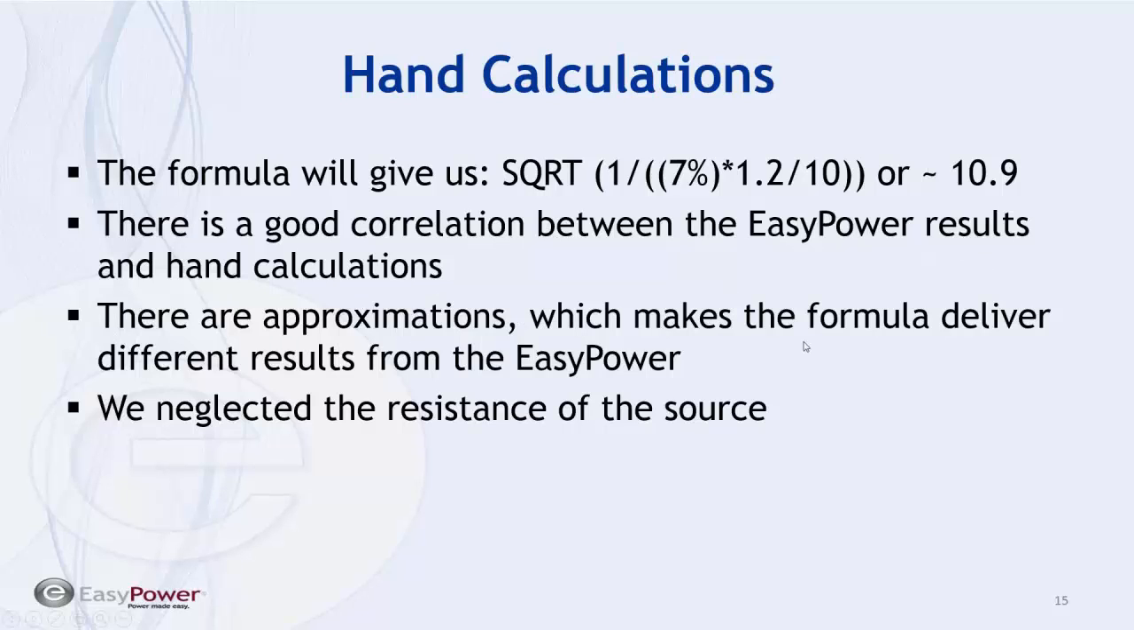There are approximations, and one of those approximations, in fact, is that we neglected the value of R. If you deal with high X over R values, you're okay. If the X over R value is small, then there are issues there.